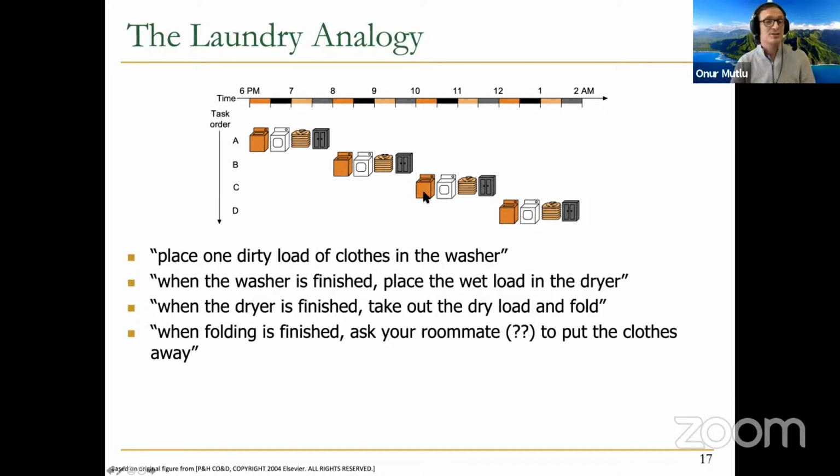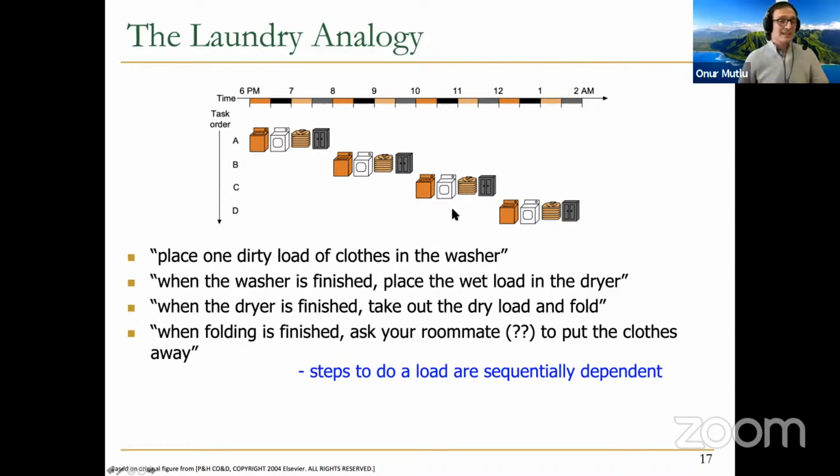That takes 2 hours, and then you start the next load. So basically, finishing 4 loads takes 8 hours. And essentially, if you start at 6 p.m., you're up until 2 a.m. That sounds terrible, right? If you have 4 loads, this is not the way to do things. But let's analyze this.